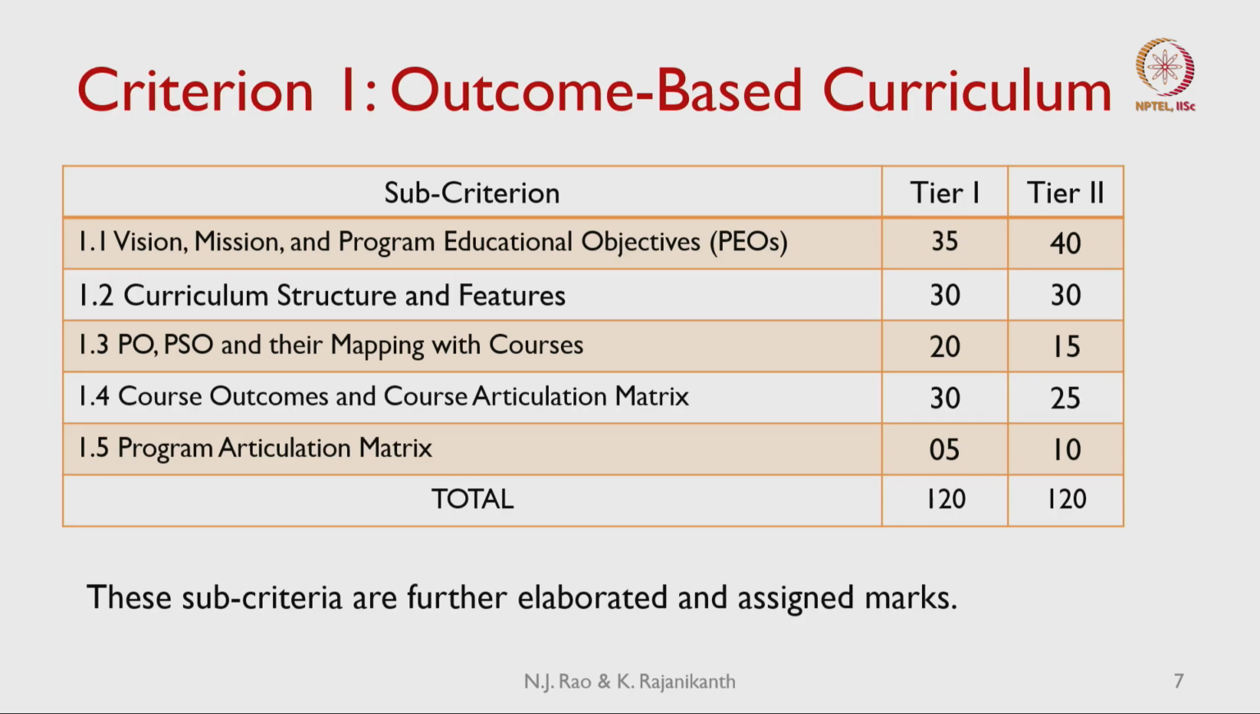So, vision, mission and program educational objectives. In the principles of outcome based education, we discussed how these need to be developed. Then curriculum structure and features, POs, PSOs and their mapping with courses. This also we have discussed in the outcome based education principles. So, here we did not discuss again how the mapping has to be done. We only indicated that that information has to be provided. Appropriate course files need to be maintained and the mappings must be justified. The actual way of doing this mapping has been discussed in the general principles of outcome based education. Then we looked at the course outcomes and course articulation matrix, which again was discussed in the earlier units. Then the program articulation matrix. That was the first criterion.